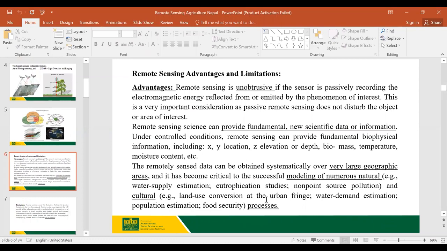Now, remote sensing has both advantages and limitations. On the advantage side, it is unobtrusive, meaning people would not know that you are taking information. The second is that it can see more than our eyes can see. For example, our eyes can see blue, green, and red. Beyond that, you cannot see ultraviolet and infrared, but remote sensing can see those.